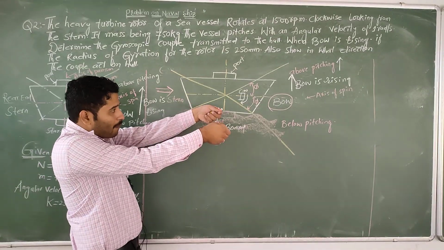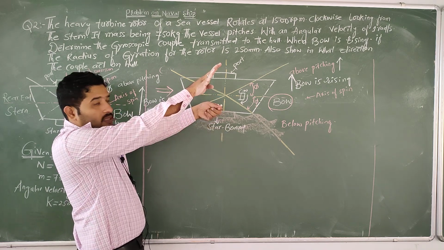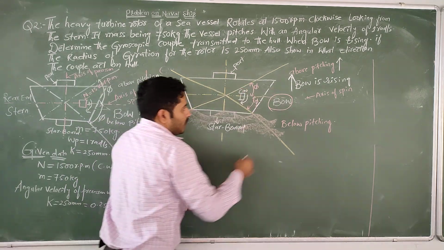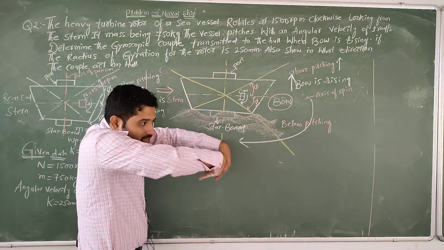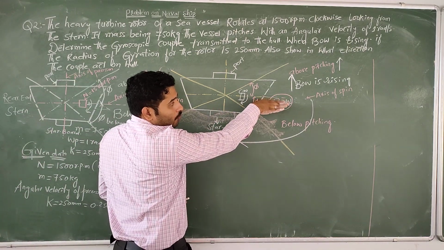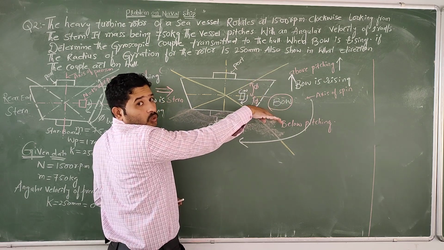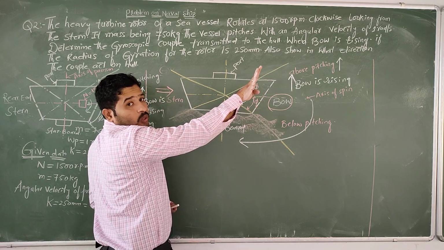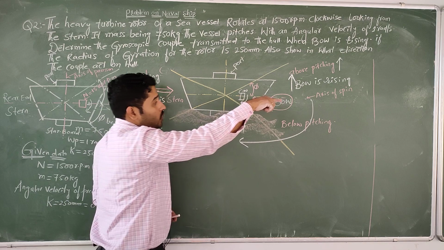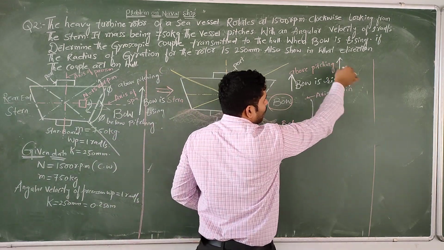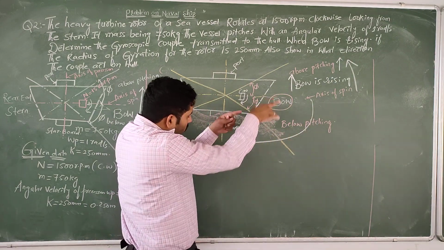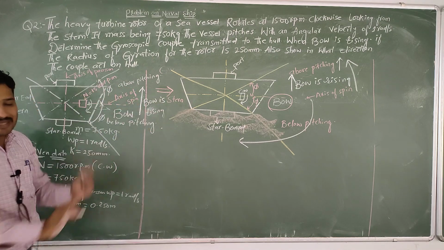So this means that we are applying the action due to the bow rising. The reactive couple will move toward the starboard. Is it right? The reactive couple always acts in the opposite direction of the active gyroscopic couple. So the active gyroscopic couple is upward, the reactive gyroscopic couple is downward. So they move toward which side? They move toward the starboard.